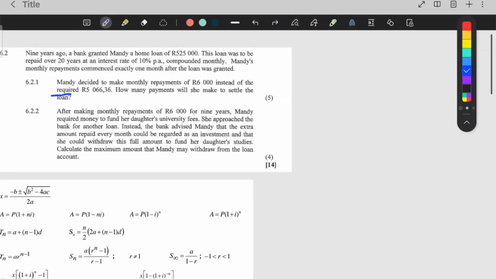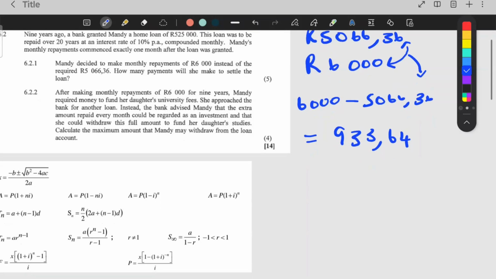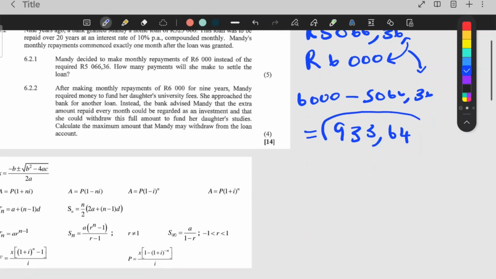If you read here, she was required to make monthly payments of 5,066 Rand and 36 cents. But she made monthly payments of 6,000 Rand. And now the bank is saying take the difference between these two amounts. So we'll work out the difference. We'll say 6,000 minus 5,066.36, and we get 933,64.